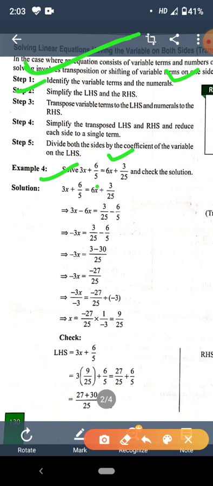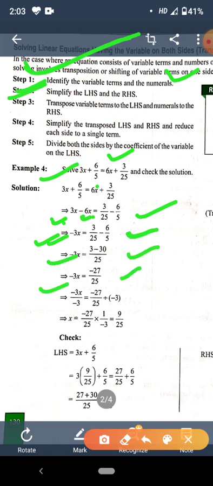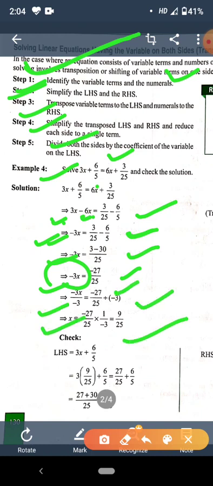Step 2, simplify the left hand side and the right hand side. Keep variables together and numerals together, and after this simplify. So 3x minus 6x, minus 3x, and you do the simplification here by taking LCM. Then transpose variable terms to the left hand side and numerals to the right hand side. Simplify, and divide both sides by the coefficient of the variable. Here the coefficient is minus 3, so divide both sides.